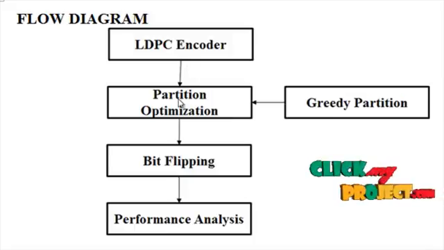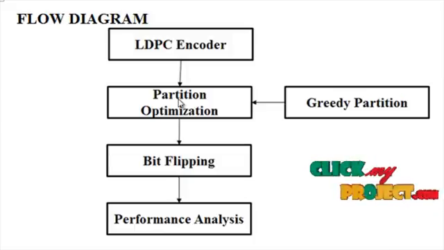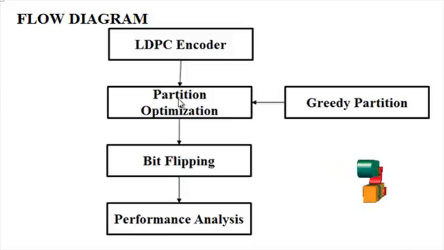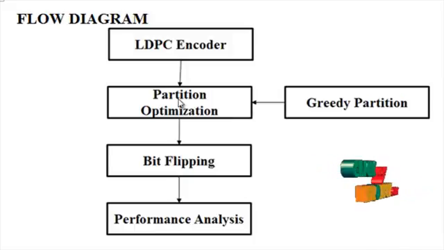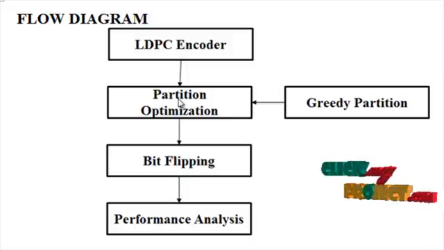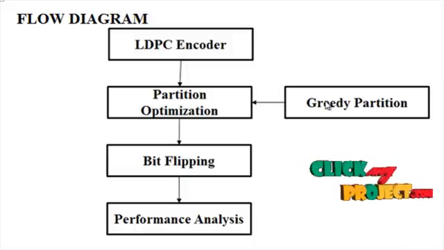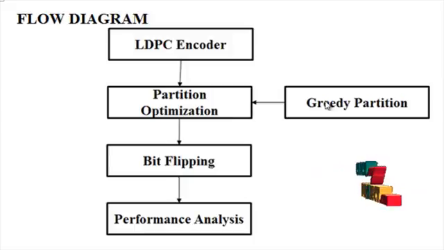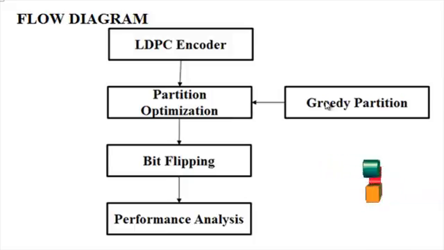Next, the partition optimization. A greedy algorithm is an algorithm that follows the problem solving heuristic of making the locally optimal choice at each stage with the hope of finding a global optimum. In many problems, a greedy strategy does not in general produce an optimal solution, but nonetheless a greedy heuristic may yield locally optimal solutions that approximate a global optimal solution in a reasonable time. In general, greedy algorithms have five components: a candidate set from which a solution is created.